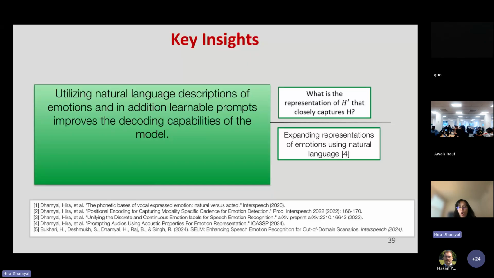Okay, so this is one of the key ideas that we started with: how can we improve our emotion labels? How can we expand our emotion labels from just the discrete representation and use natural language? We are in the world of large language models. So how can we use natural language in order to improve our emotion labels?